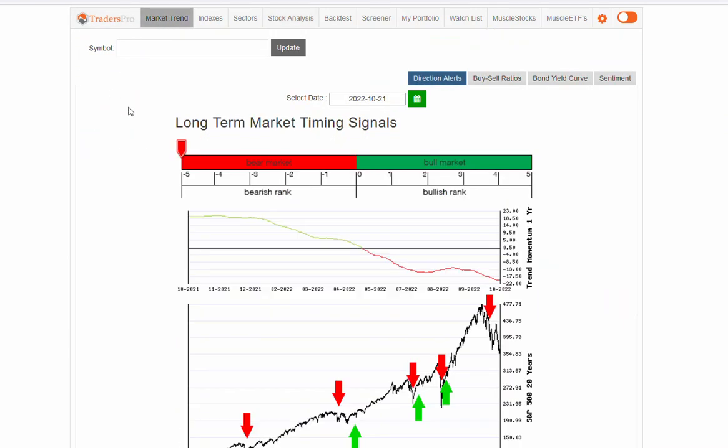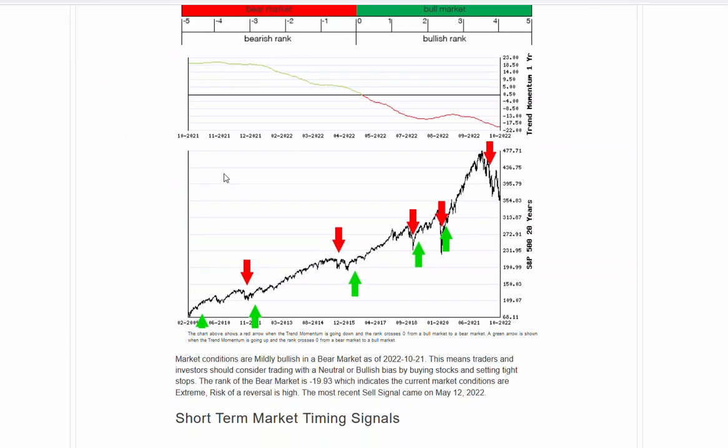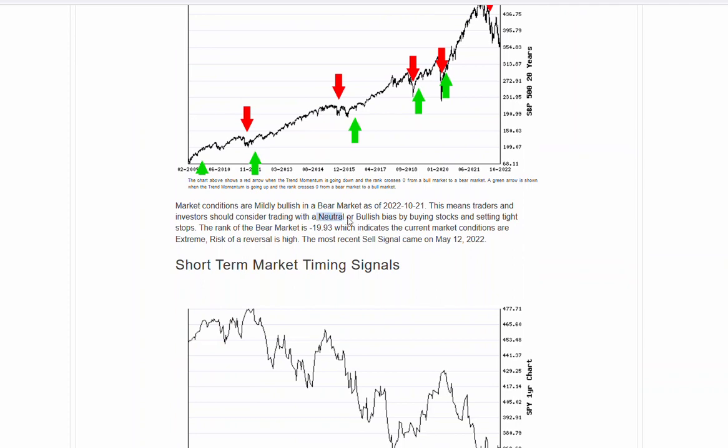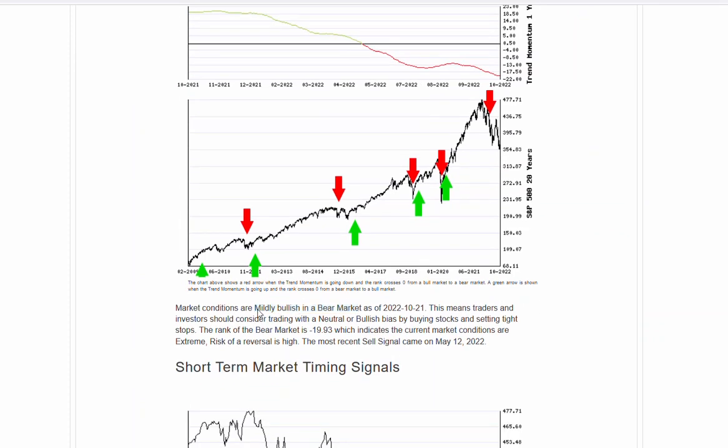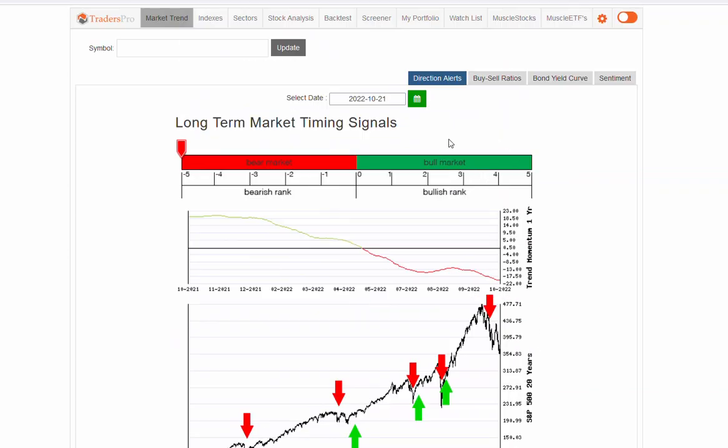So let's go back to that original analysis. We're in that long-term downtrend. We're becoming neutral. It's mildly bullish in a bear market. Obviously, this is the bear market portion of that reading. It's mildly bullish because we're starting to see that SPY is back into that hold range. All major markets currently are.